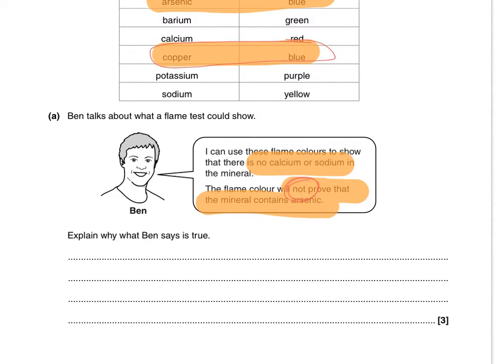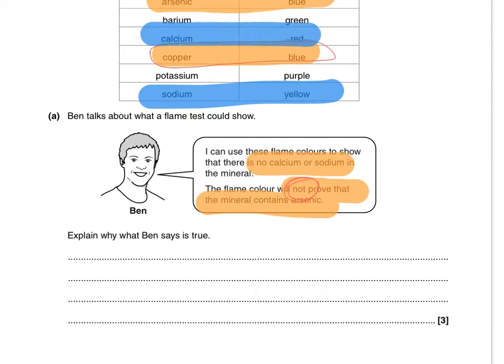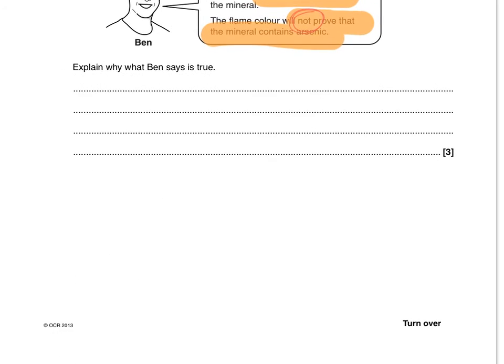Then we'd think about calcium or sodium. If they were present, we would get a red or yellow colour. So if there's no calcium or sodium, if there's no red or yellow colour, it should show that that's not present.